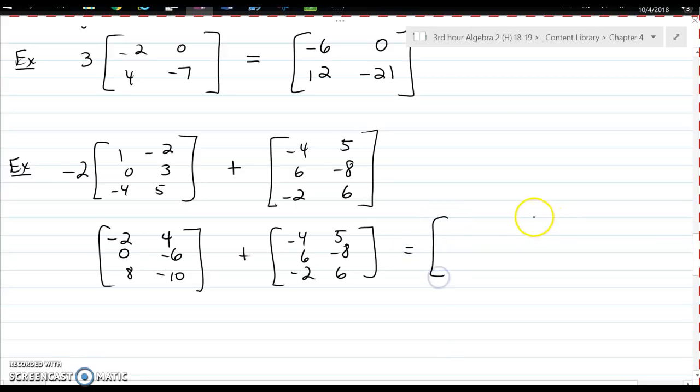Now I'm ready to add the two matrices together. I'm going to check first to make sure that they have the same dimensions, and they do. I have a 3 by 2 matrix and another 3 by 2 matrix. So I'm going to add the corresponding entries. So I'm going to go across the first row. So I'm going to get negative 6. 4 plus 5 is 9. 0 plus 6 is 6. And negative 6 plus negative 8 is negative 14. Then I'm going to go across the third row. 8 plus negative 2 is 6 again. And negative 10 plus 6 is negative 4. Just checking my math to make sure I added correctly.